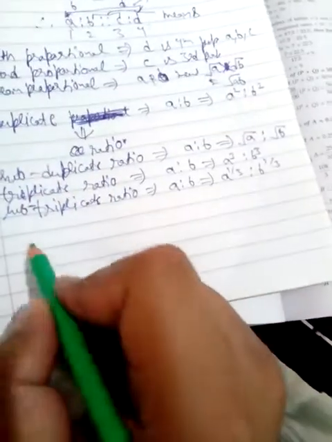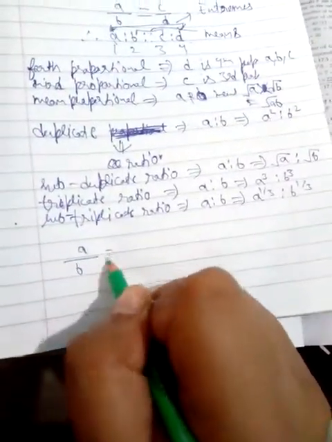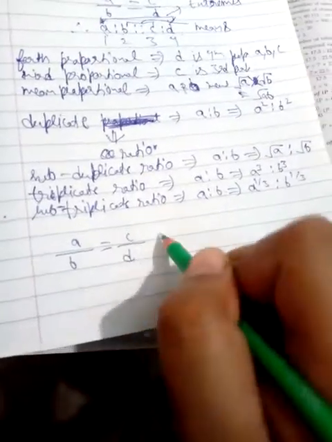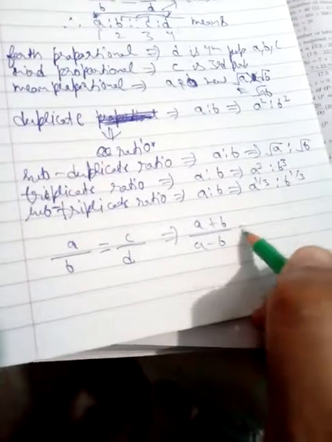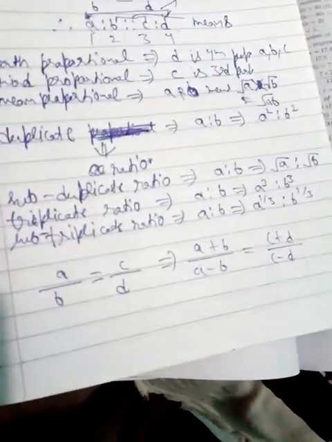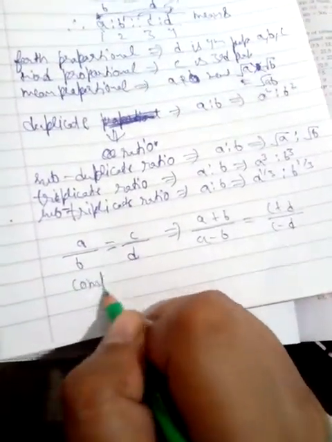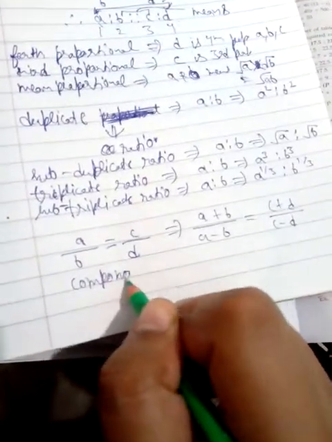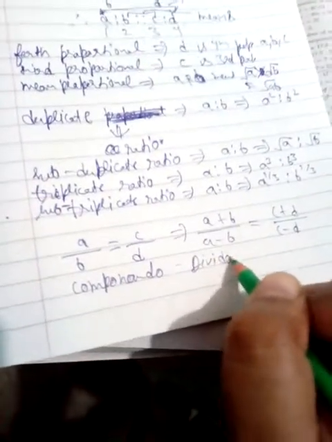And another law, you may already be aware of this law, it is known as componendo dividendo. A ratio b equals c ratio d implies a plus b divided by a minus b is equal to c plus d divided by c minus d. So the name of the rule is componendo dividendo.